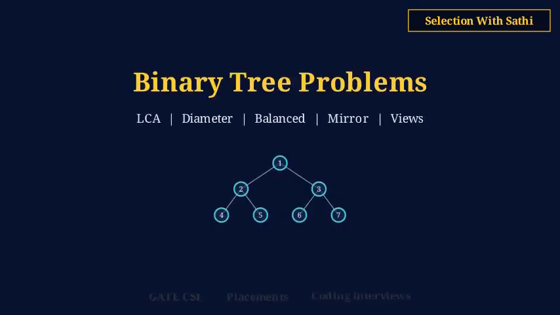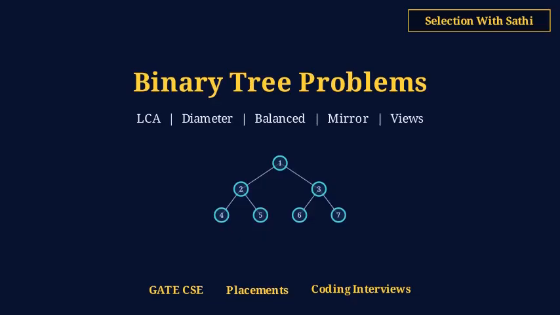Today we tackle classic binary tree problems that appear in every coding interview and GATE CSE exam. We will cover lowest common ancestor, diameter, balanced tree check, mirror and symmetric tree, and all 4 tree views. Each problem comes with code on screen and a complete dry run.